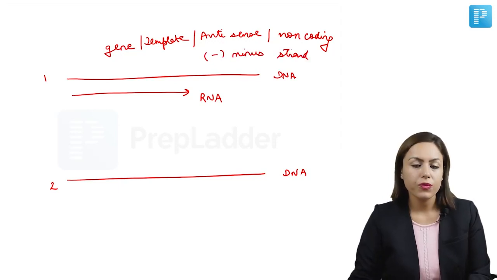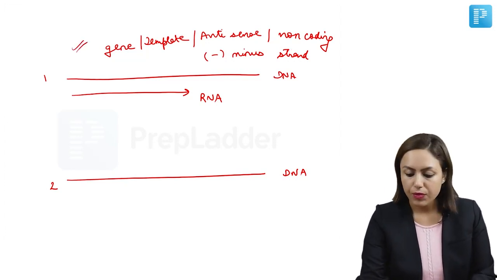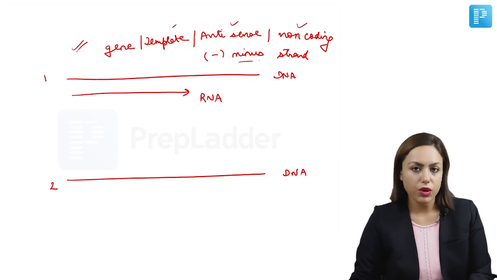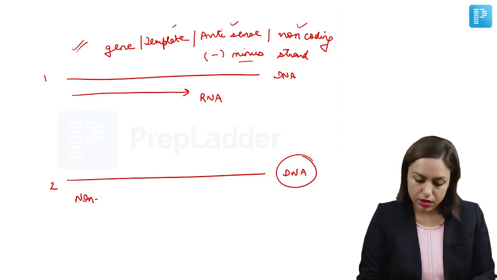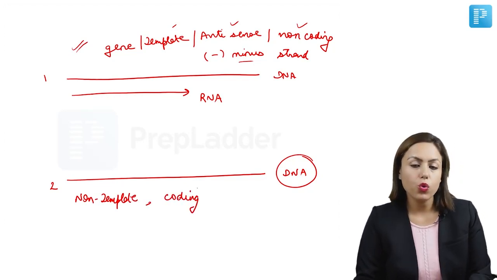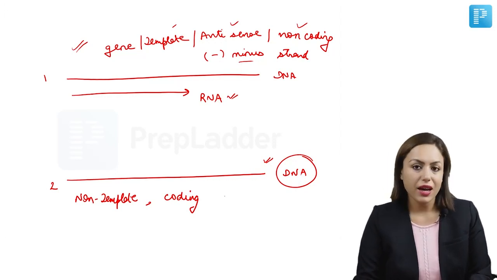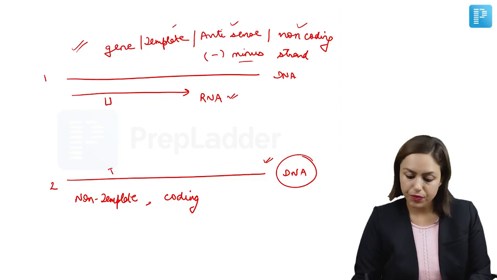Minus strand. Okay. So remember this thing, always the strand of DNA where gene is present, that is template or antisense or non-coding or the minus strand. Okay. But the other strand of DNA, this number 2 here, this is non-template strand. It is coding strand because the codons of this strand of DNA match with the RNA. Right? Just that there will be U in RNA and T in DNA. That difference will be there.